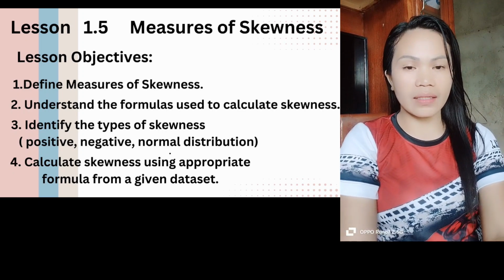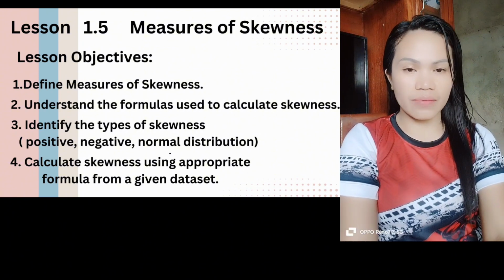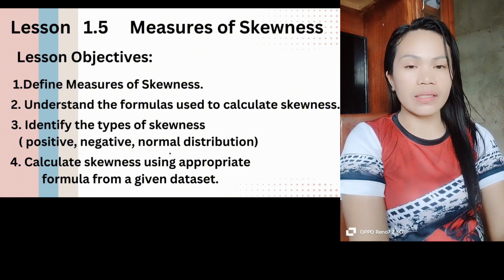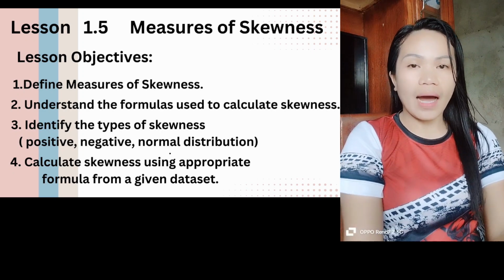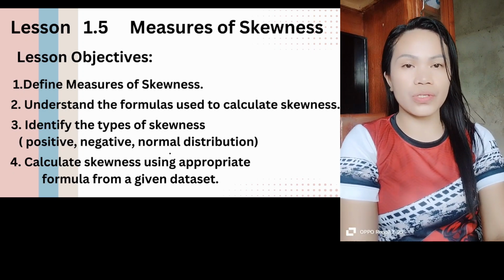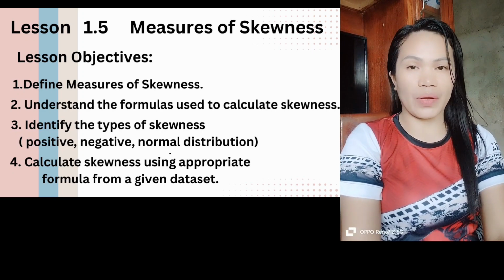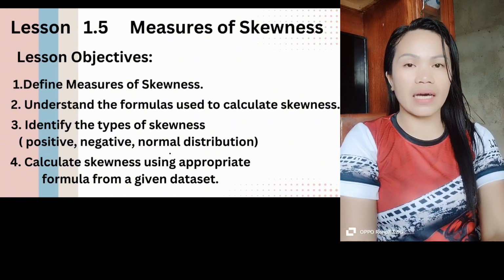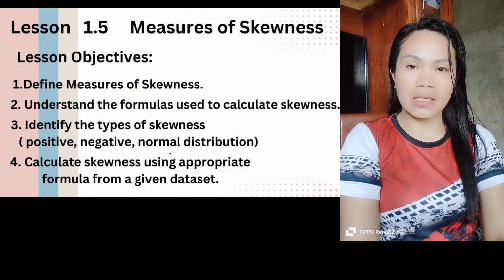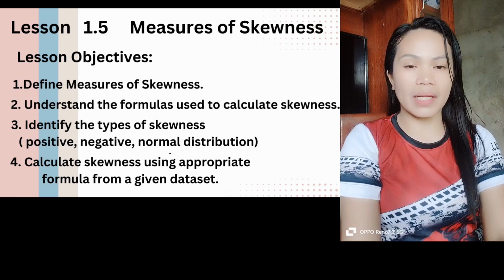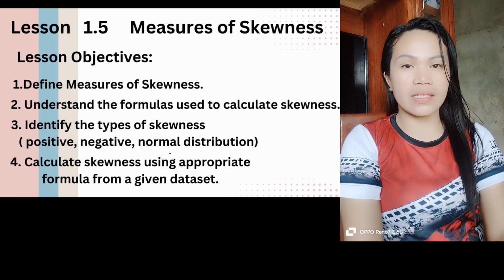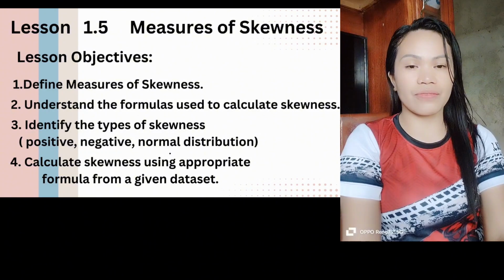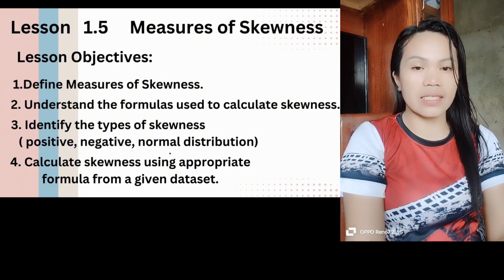But before that, these are our lesson objectives. Number 1, define measures of skewness. Number 2, understand the formulas used to calculate skewness. Number 3, identify the types of skewness: positive, negative, or normal distribution. And the last one, calculate skewness using the appropriate formula from a given data set.